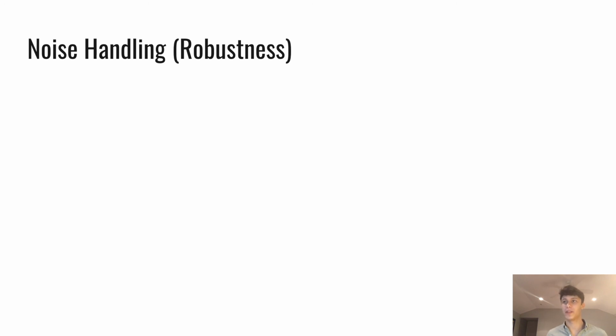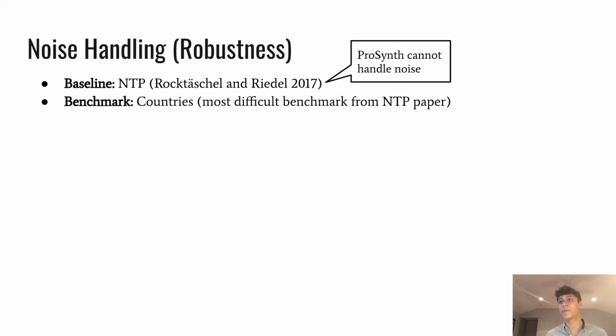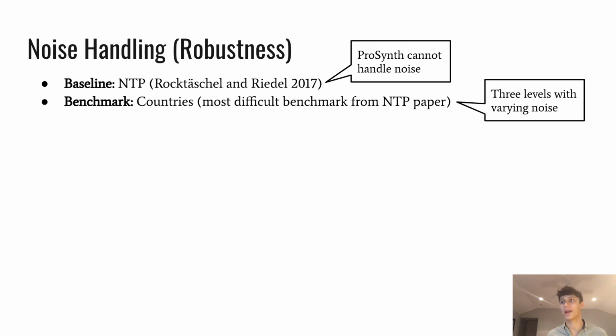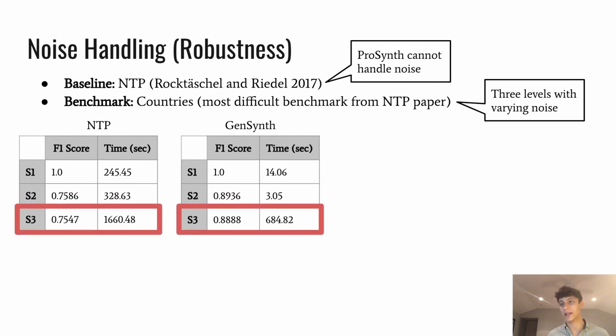One benefit of GenSynth is that it's able to handle noise. We compare with NTP because ProSynth can't handle noise. We'll compare on the benchmark countries because it's the most difficult benchmark from the NTP paper. It has 3 different levels with varying noise, S1, S2, and S3. So right away, notice that on S1 and S2, GenSynth is much faster than NTP and has a higher F1 score. On S2 in particular, GenSynth is 100 times faster than NTP. But we'll focus on S3.